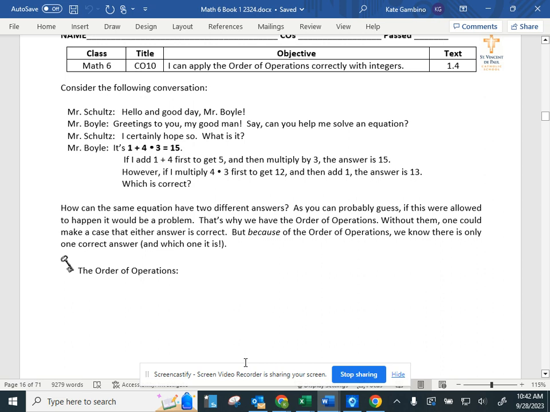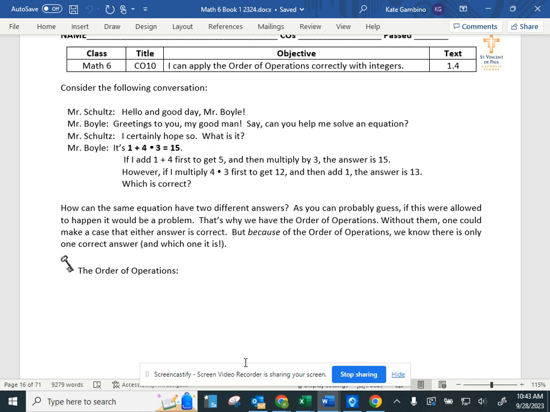Good morning. Today we are finishing up Unit 1 with CO10. I can apply the order of operations correctly with integers. So we're going to talk about those order of operations that we're using when we do that 5-card challenge in our math packets. So this is going to help you with your math packets.